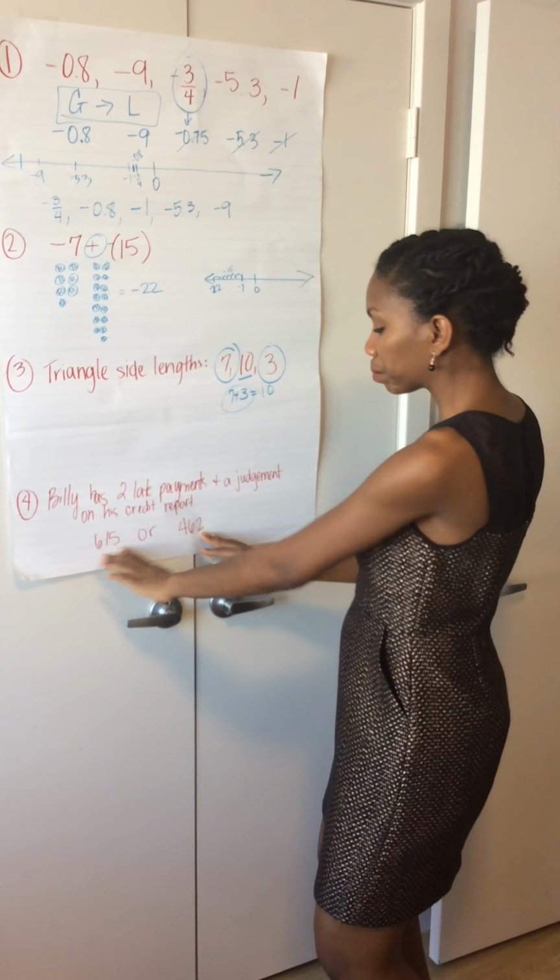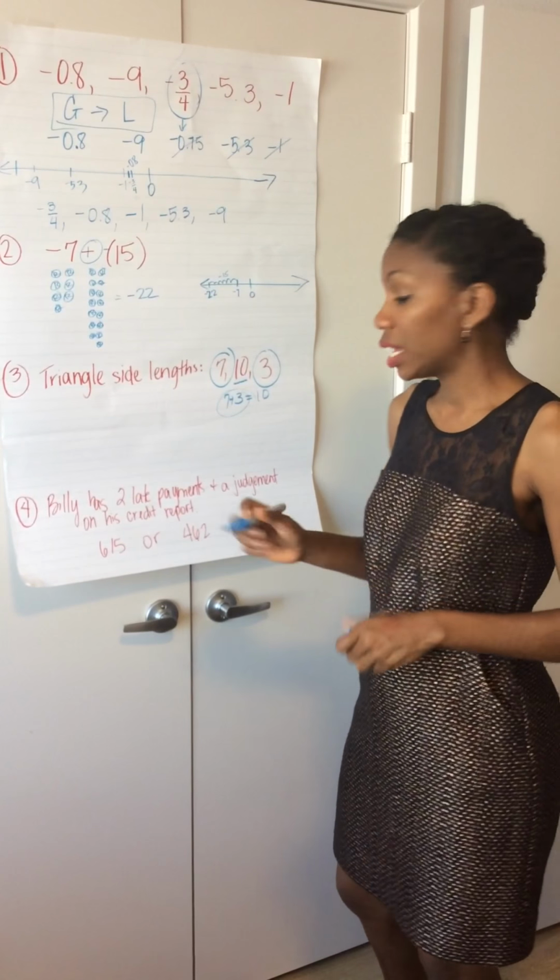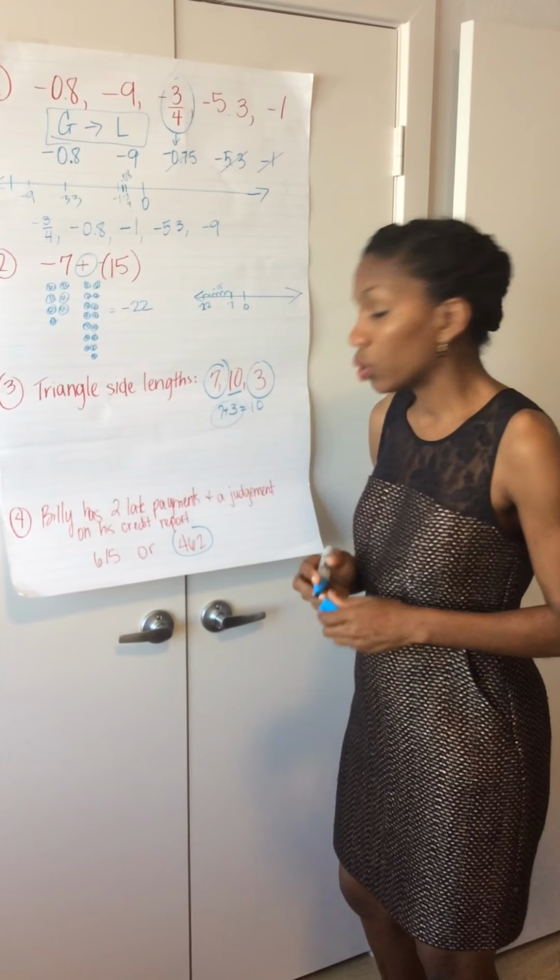So now I'm thinking, lowest score is 300. 462 is pretty close to that. I believe he has a credit score of 462.